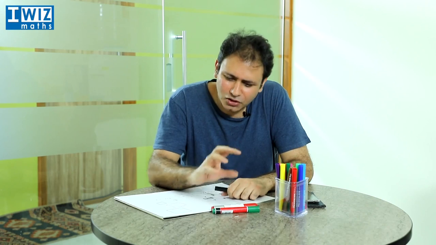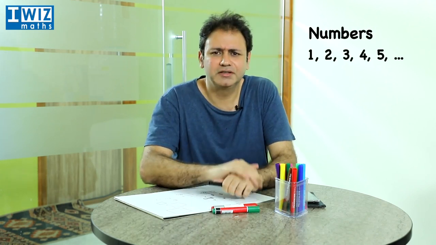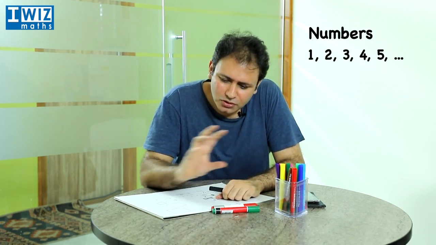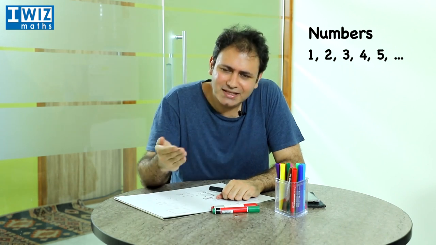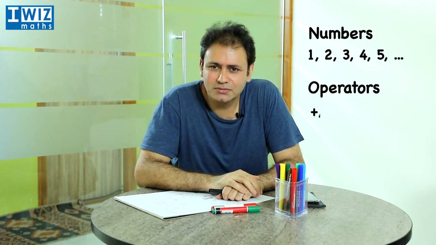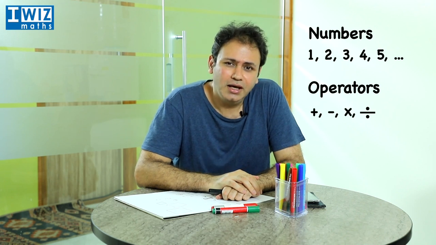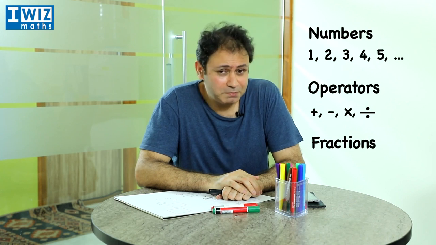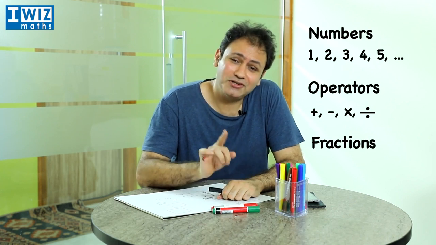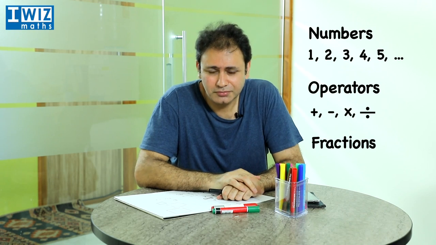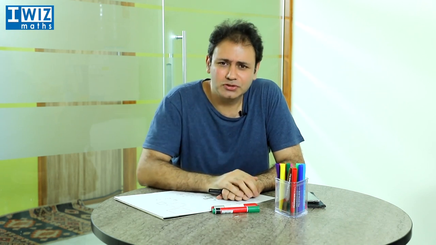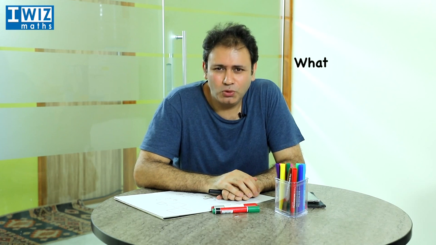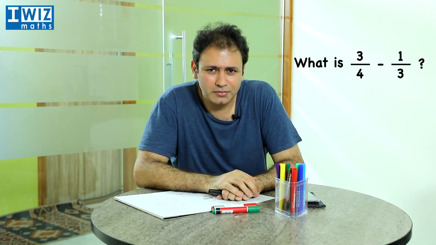Let's assume that concept number 1 was numbers. And let's assume I'm very comfortable with numbers. 1, 2, 3, 4, 5, perfect. And let's assume concept number 2 is some basic math operators: plus, minus, multiplication, division. And concept number 3 is fractions. Yeah? And in particular, one is dealing with the subtraction of fractions. And you give the child the following question. What is 3/4 minus 1/3?